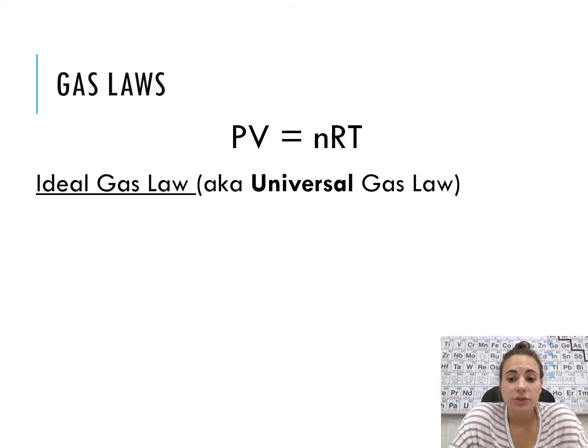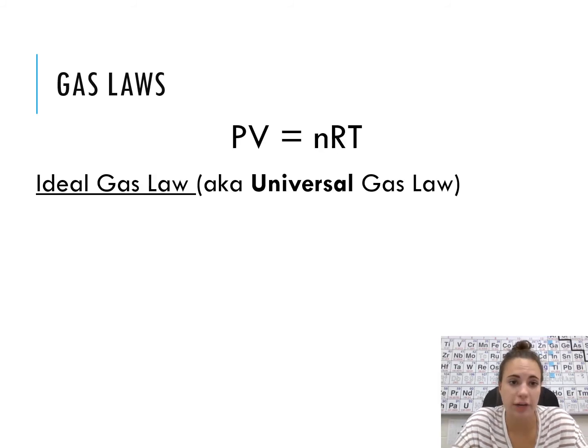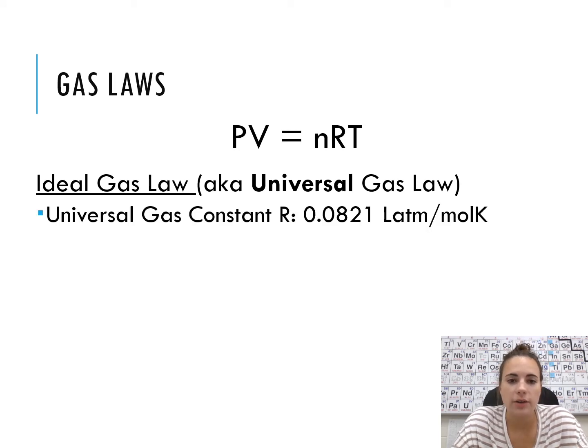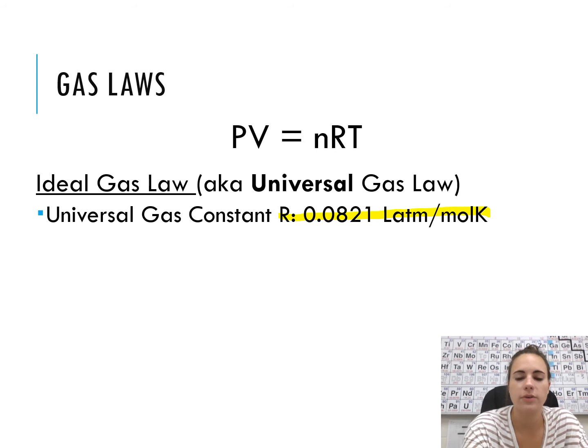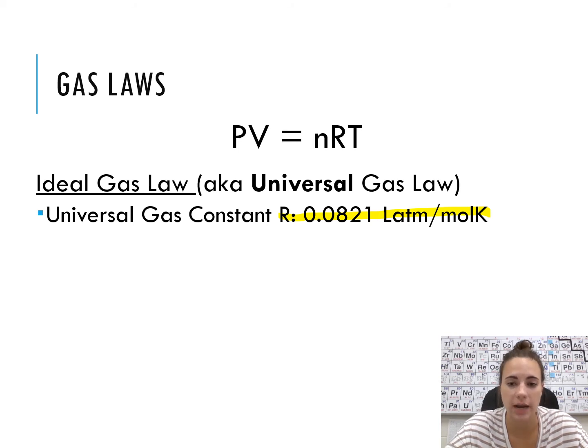All right, our last little stoichiometric conversion factor comes from the ideal gas law. So the ideal gas law is PV equals nRT. So pressure times volume is equal to the number of moles times the ideal gas constant times temperature. The ideal gas constant is absolutely given to you in your reference table. And for the purposes of this equation, it's 0.0821 liters atmosphere per mole Kelvin.